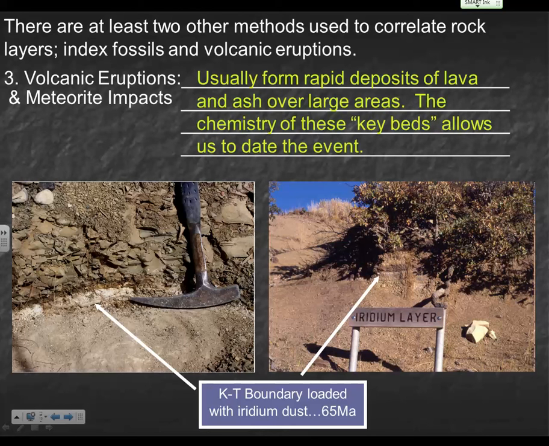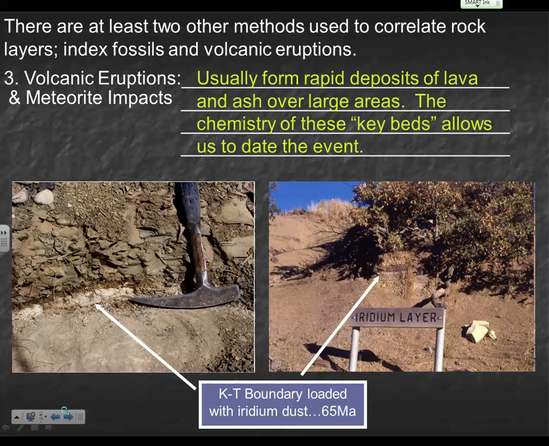So if we find a particular layer and we know the chemistry of it, we know about when it happened, and we look somewhere else on Earth, we can see that, oh, that rock's the same exact age as the rock over on the other side of the planet. And it's just a very accurate way of dating certain events in history.